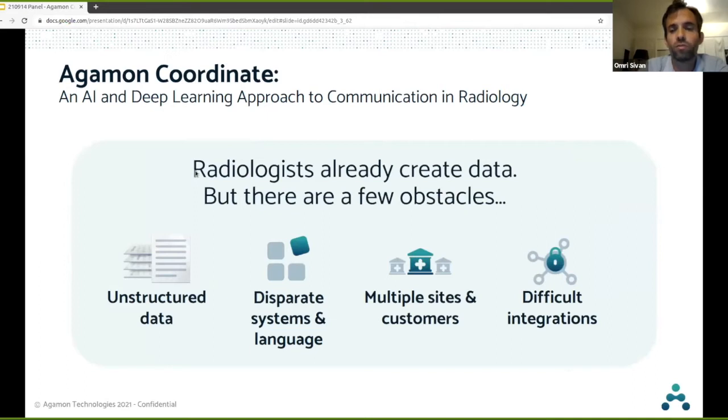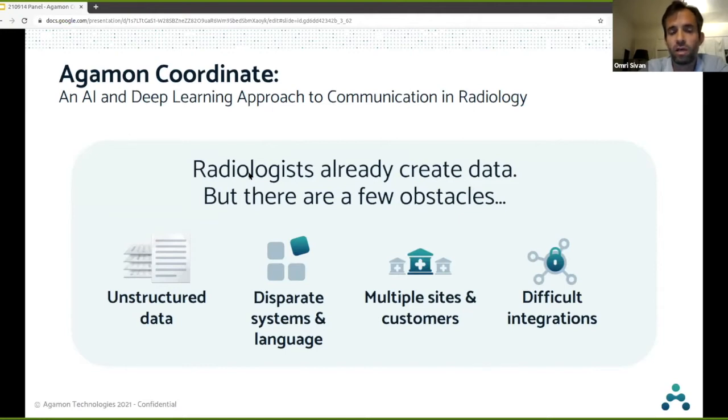When we come to actually use this data, we know that radiologists are already generating massive amounts of data by merely dictating the reports. So if we want a data-driven approach for this problem, there are a few obstacles that we see. One is that almost all of the data is unstructured, and that makes it difficult to analyze, track, and reason about using a data-driven approach.